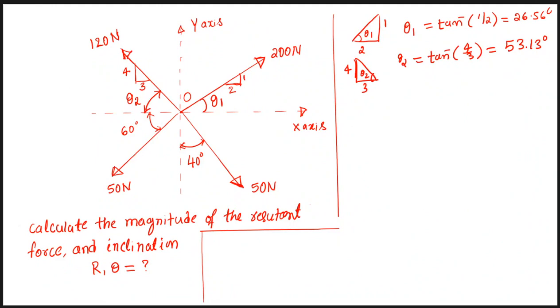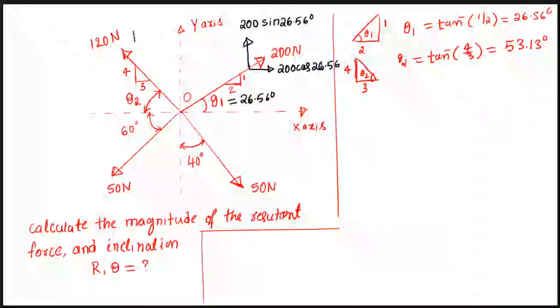Now this force can be resolved into two components, one along the x direction and another along the y direction. The y component of this force is 200 sine 26.56 degrees. Now I'll write down the theta 1 value here: 26.56 degrees. Similarly, we can resolve this force into the horizontal component as 200 cos 26.56.